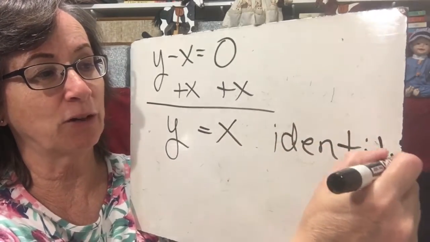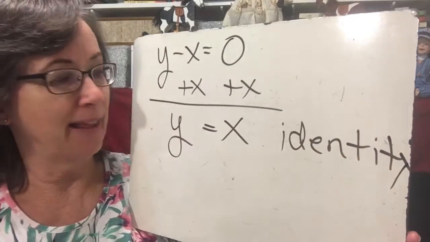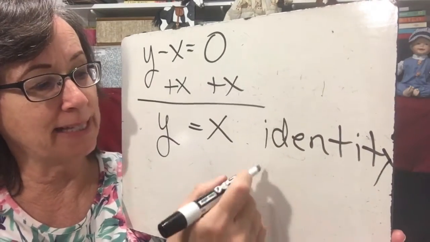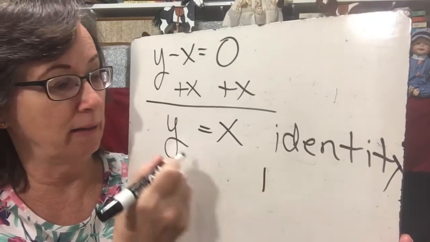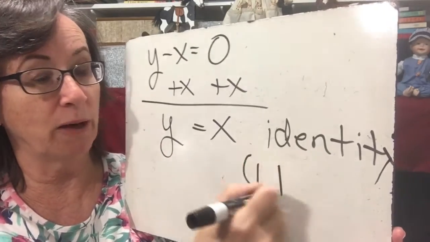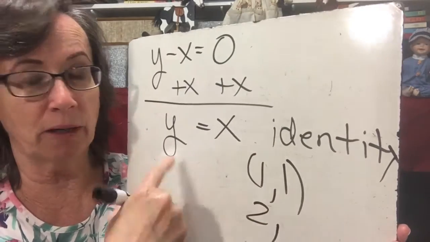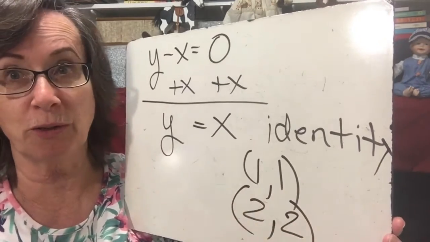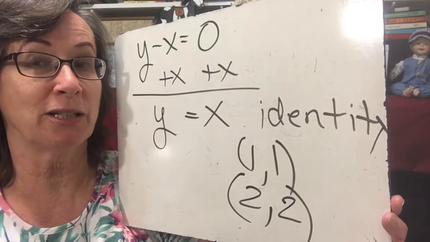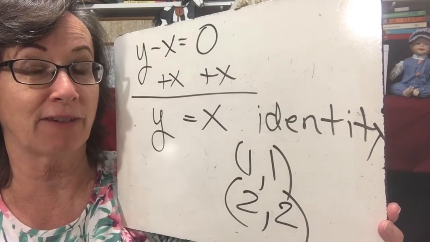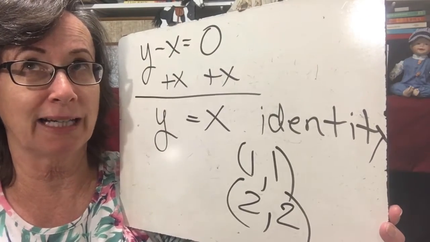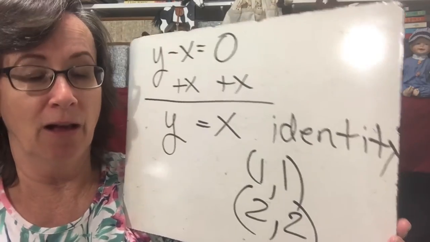and it has a very cool set of points that add to it. So if I said if x is 1, then y would be 1, then 1, 1 would be a point. If x is 2, then y would also have to be 2, and 2, 2 is a point. In fact, 1, 1, 2, 2, 3, 3, 4, 4, 5, 5, 6, 6, negative 1, negative 1, negative 2, negative 2.